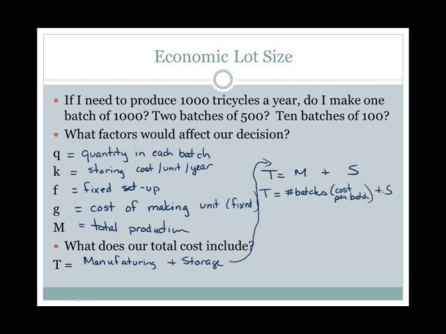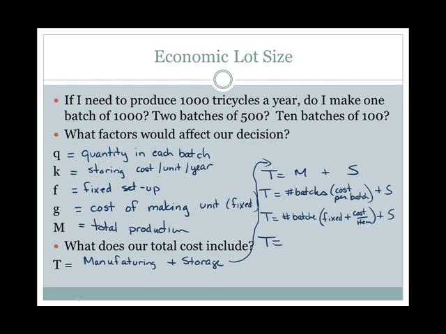Well, let's talk about the cost per batch. So number of batches, the cost per batch has to do with both the fixed cost plus the cost of producing each item. And this is how a company would build a function like this. So now let's take that and let's plug in some of our variables.